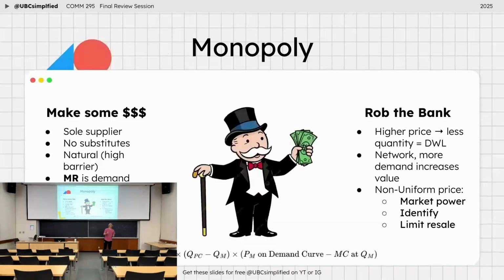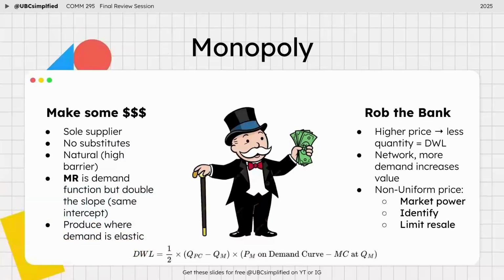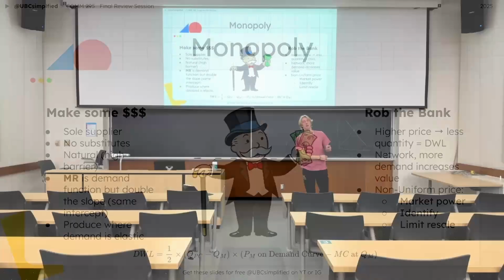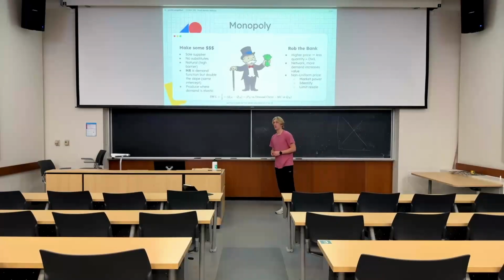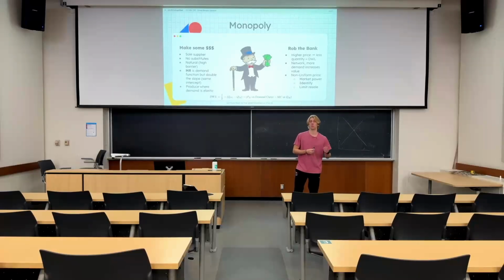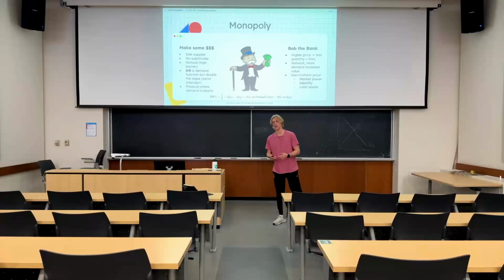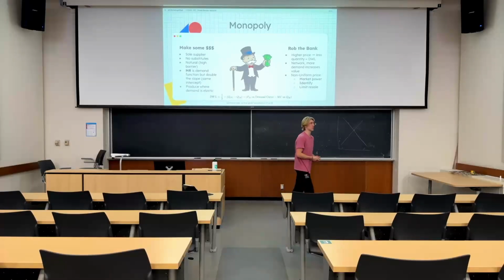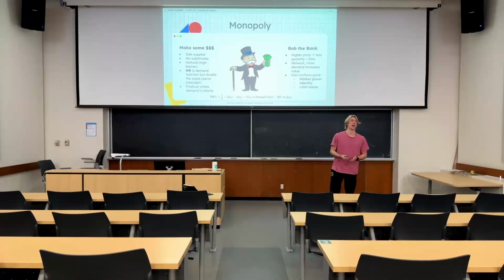All right, my favorite cartoon character, Monopoly, the other type of model. This is one where there's only one singular supplier, Mr. Monopoly over here. And he has all that green cash because he's making a whole lot of profit. There's no substitutes, people can't switch, and there are a few barriers to entry. One of them could be natural, which means that it's an expensive thing to get into. Large, high fixed cost is a natural barrier to entry.